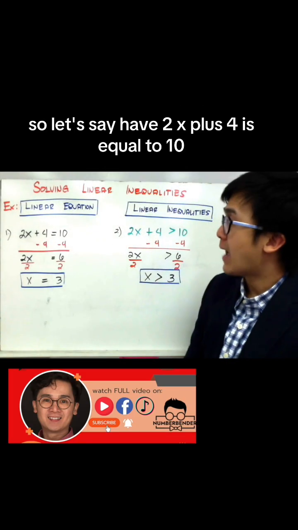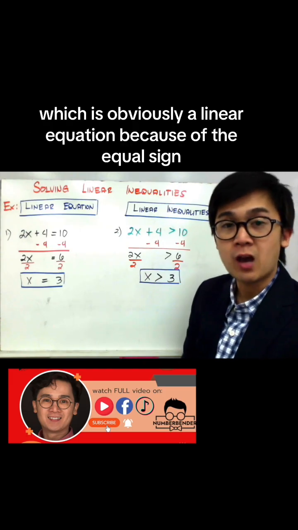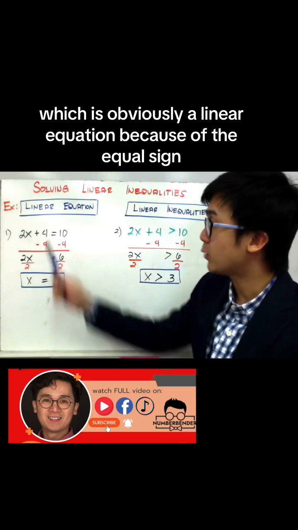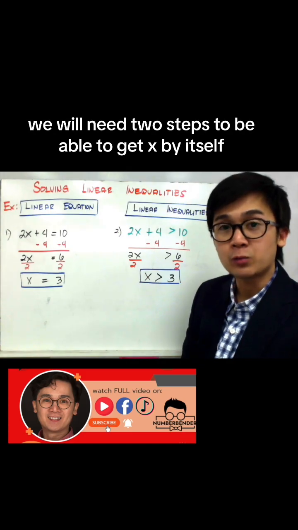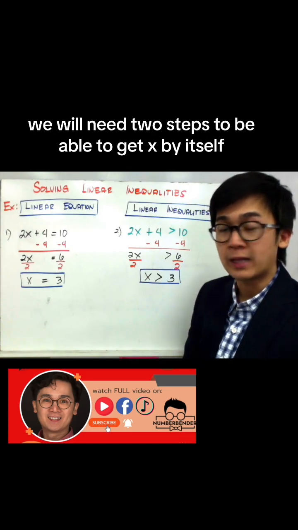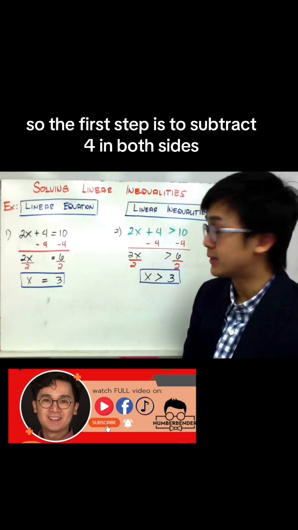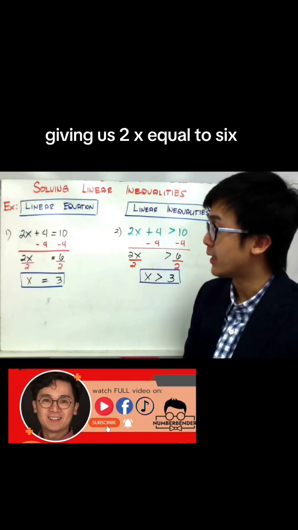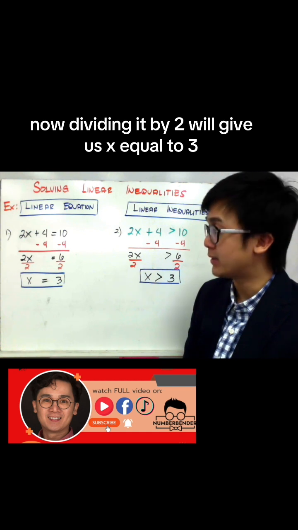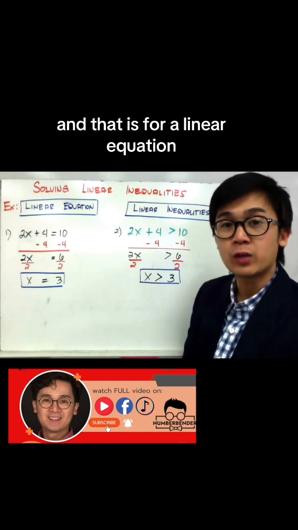So let's say I have 2x plus 4 is equal to 10, which is obviously a linear equation because of the equal sign. If we're going to solve for x, we will need two steps to get x by itself. The first step is to subtract 4 on both sides, giving us 2x equal to 6. Now dividing by 2 will give us x equal to 3. And that is for a linear equation.